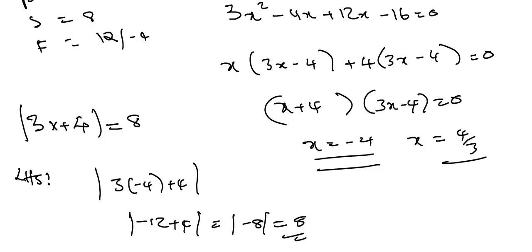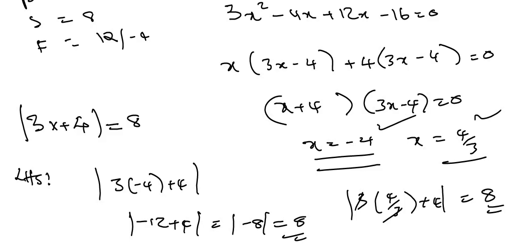Then again, if we try this one, we put 4 over 3, then plus 4. Okay, this works again. The 3 and the 3 goes. This will be 4 plus 4, that's 8. So they both work, so we take them to be solutions.